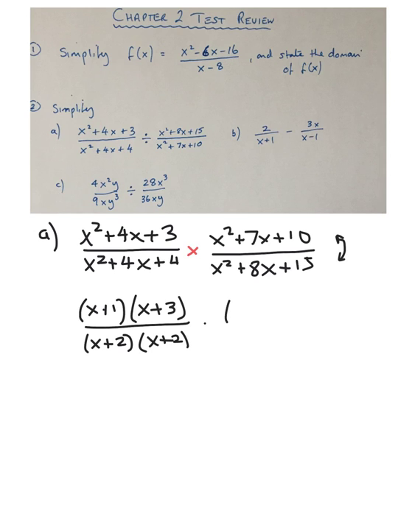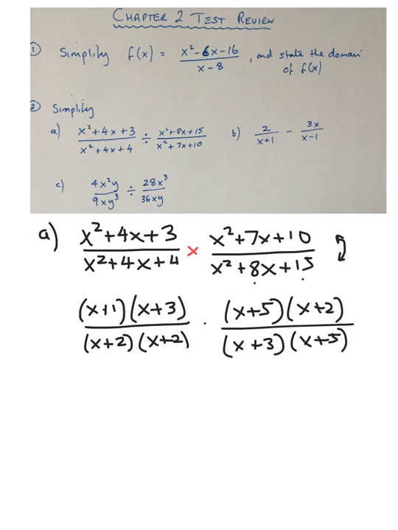And then times top right, x plus 5, x plus 2. Factors that add up to 7 and multiply to 10 are 5 and 2. And the bottom, 15 and 8, so add to 8, multiply to 15: x plus 3, x plus 5. And then we'll get the different coloured pen out, the red one, and we'll cancel. So x plus 2 goes with x plus 2. We can cancel out diagonally, x plus 3 with x plus 3, x plus 5 with x plus 5, and your final answer is x plus 1 over x plus 2.